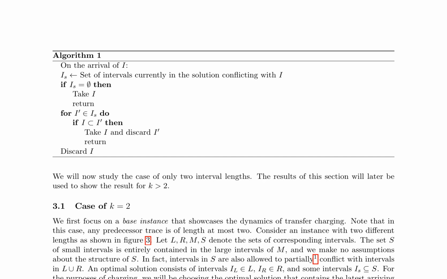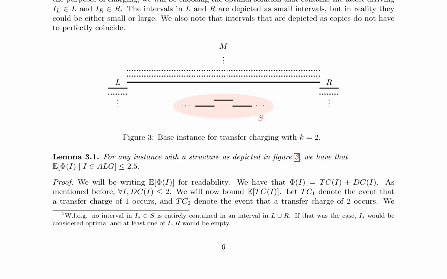A key lemma in the paper states that for any instance with a structure as depicted in Figure 3, we have that E[phi(I)] for I element of ALG is less than or equal to 2.5. This is proven by bounding E[Tc(I)], where Tc1 denotes the event that a transfer charge of 1 occurs, and Tc2 denotes the event that a transfer charge of 2 occurs. The paper shows that the probability of Tc1 is at most 1/2, and the probability of Tc2 is at most 1/4, resulting in E[Tc(I)] less than or equal to 1.5. Since Dc(I) is less than or equal to 2 for all I, we have that E[phi(I)] for I element of ALG equals E[Tc(I)] plus E[Dc(I)], which is less than or equal to 1.5 plus 2 equals 3.5.